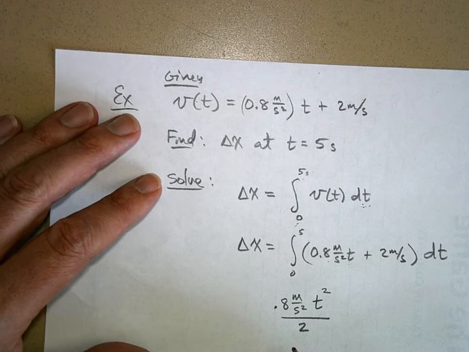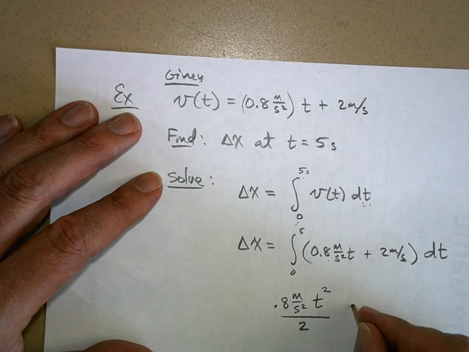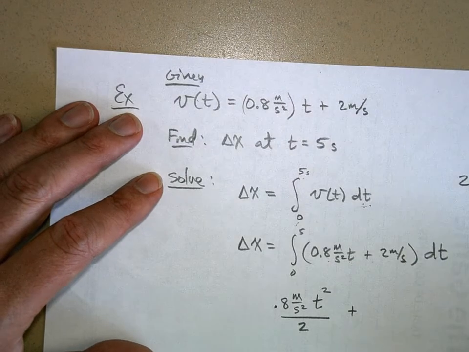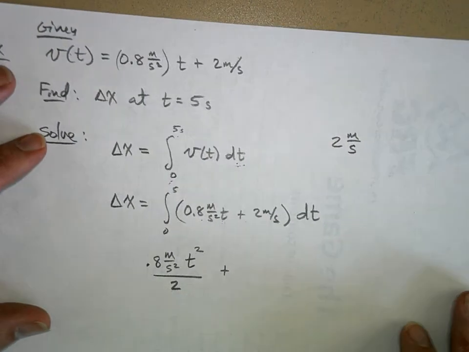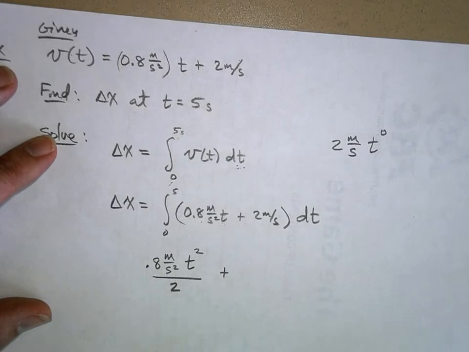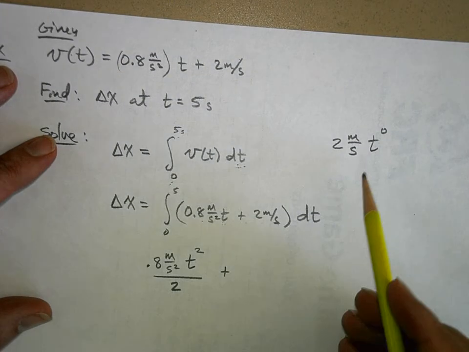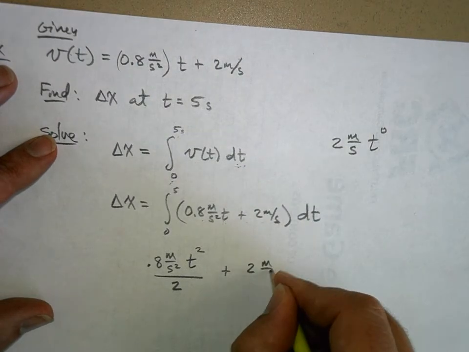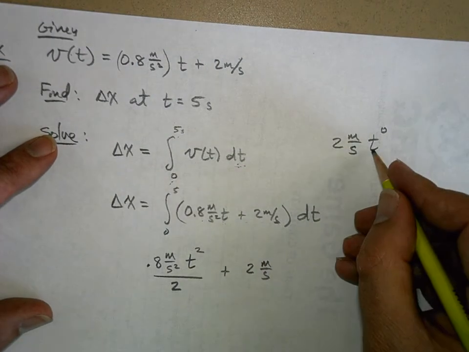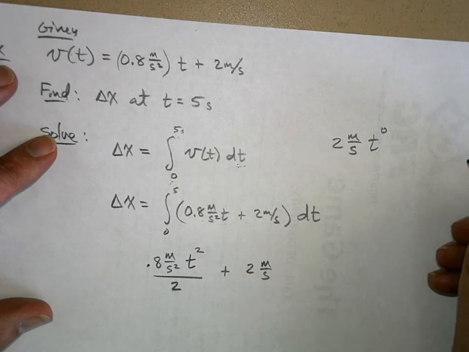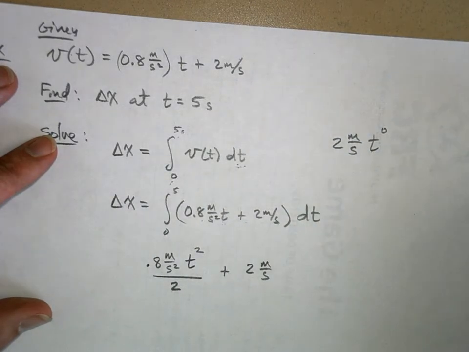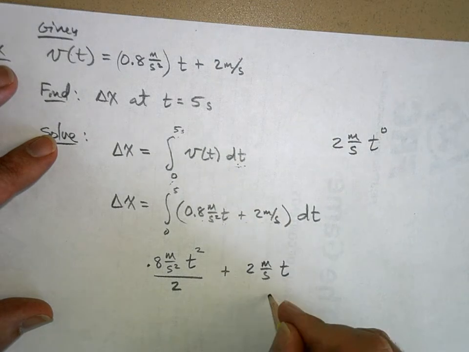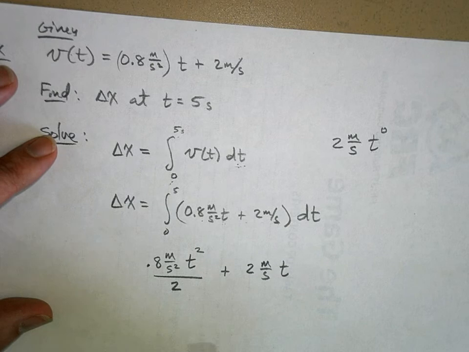But then I have to worry about this, plus 2 meters per second, that's kind of like 2 meters per second times t to the 0 power, right? Well, I'm going to apply the power rule to that. So this is my 2 meters per second times t to the 0 times t. What is 0 plus 1? It's t to the 1 power divided by 1. But I don't put that. I'm done.